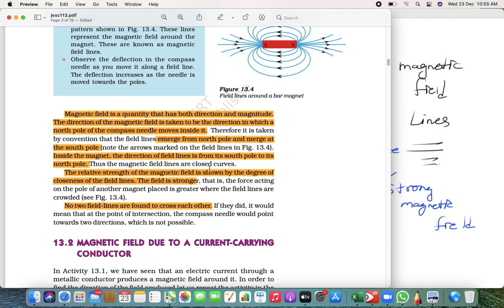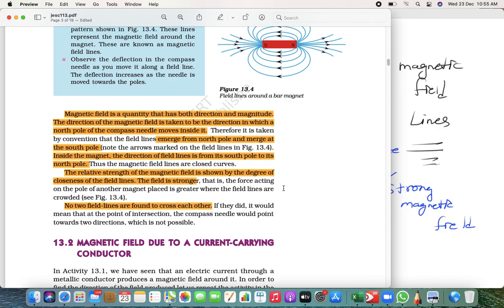It is a vector quantity. The direction of the magnetic field is such that it emerges out of a north pole and merges into the south pole outside the magnet, and inside it is from south to north. Third one, where the magnetic field lines are close to each other, the field is stronger, and when they are far from each other, the field is weak. And the last one, no two field lines cross each other.